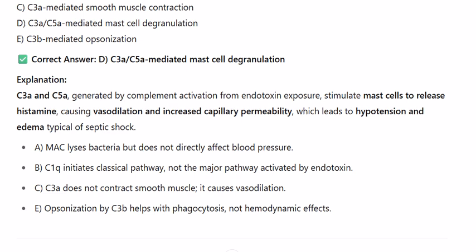A. MAC lyses bacteria but does not directly affect blood pressure. B. C1q initiates the classical pathway, not the major pathway activated by endotoxin. C. C3a does not contract smooth muscle, it causes vasodilation. E. Opsonization by C3b helps with phagocytosis, not hemodynamic effects.